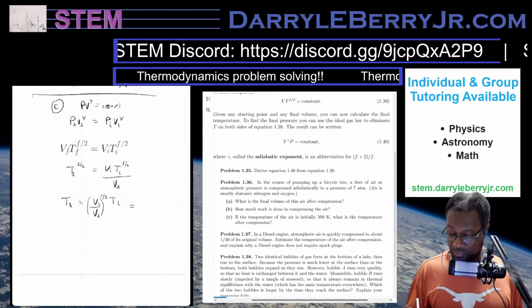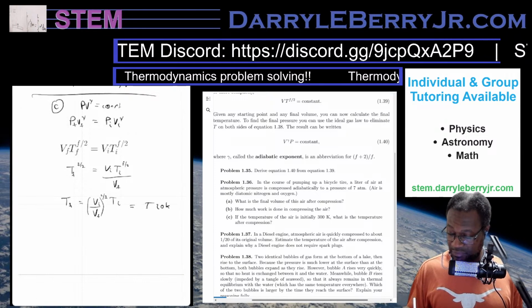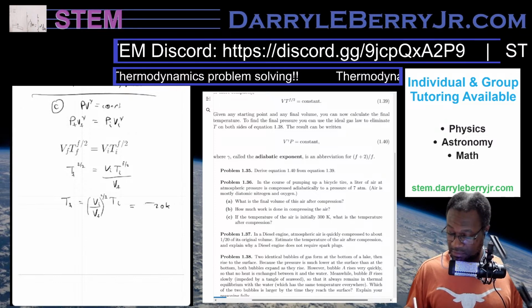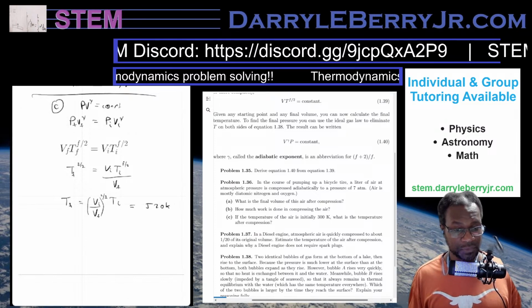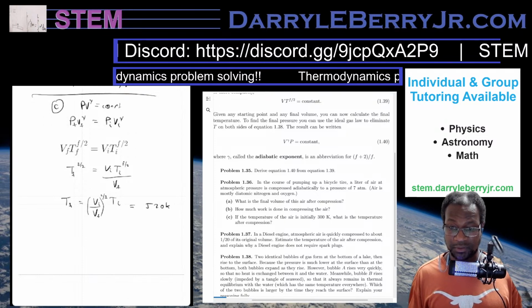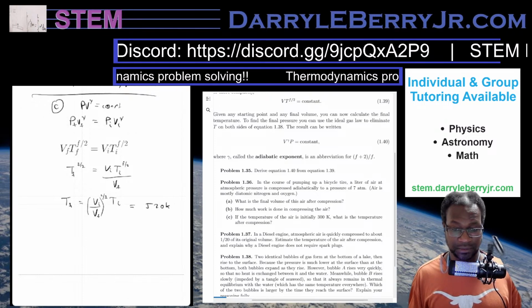And when we plug in all the numbers, we get about 20 Kelvin, which was a bit much, but that's what it is, because bike tires don't normally go to 7 atmospheres.